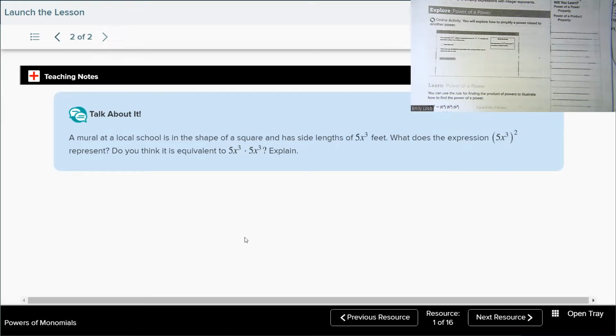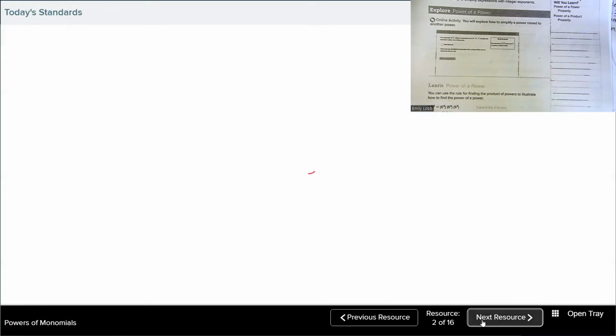Do you think it is equivalent to whatever is in that factor times itself? So do you see what's in the parentheses there? We would call this whole thing the factor. And how many of those factors do we have? 2. So we would write it out to be multiplied. So we should say, yes, it does.